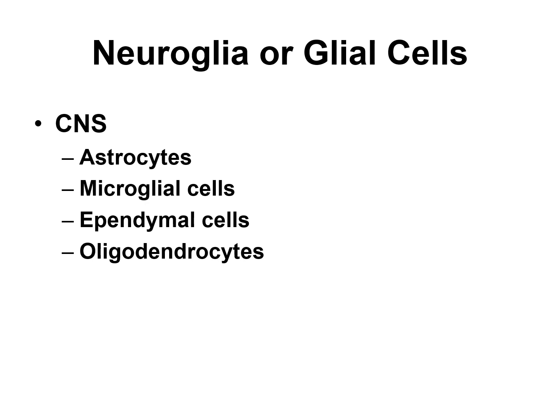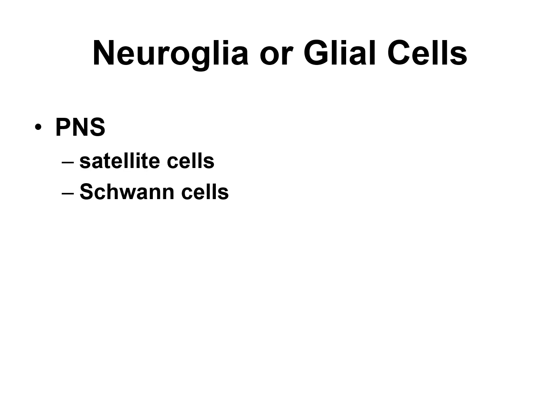So those are the glial cells of the central nervous system: the astrocytes, microglial cells, ependymal cells, and oligodendrocytes. Make sure you are familiar with the functions of all four of those glial cells, and that you know they are found exclusively in the central nervous system. In the peripheral nervous system, so this is outside the brain and spinal cord, we have two glial cells: the satellite cells and the Schwann cells.